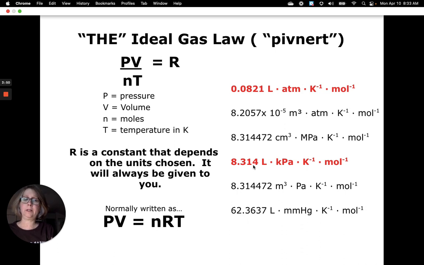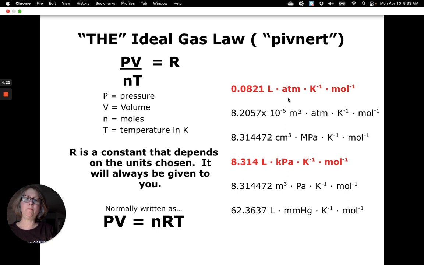Now, what's the difference? You'll notice that PV over nT gives you R. You'll also notice these right here are not formulas. These are the units of the gas law constant. Pressure would be measured in atmospheres, volume in liters, n would be moles, and T would be the temperature in Kelvin. So when pressure, volume, moles, and temperature are measured in these units, this ratio is always going to give us the number 0.0821, always.